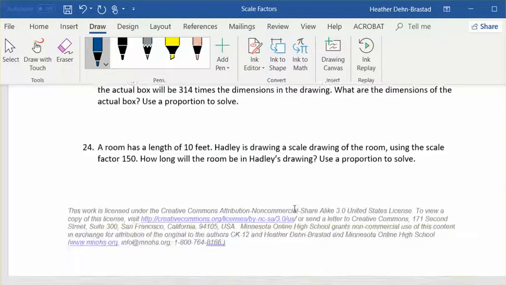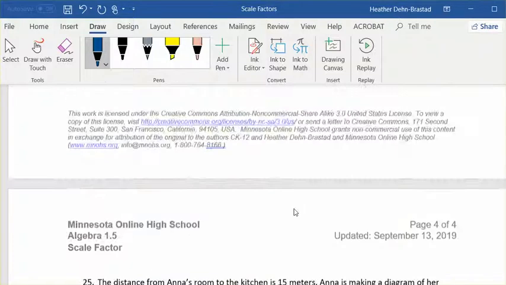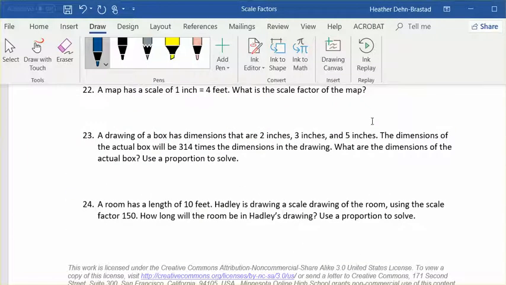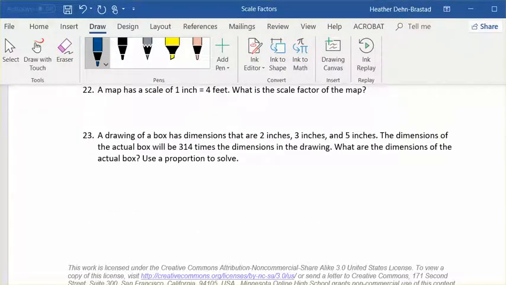On the last few problems, 23, 24, 25, and 26, you are given the scale factor, and then you are going to solve the problem using the scale factor. So you can set up a proportion to solve. So let's look at 23. It says the drawing of a box has dimensions that are 2 inches, 3 inches, and 5 inches. The dimensions of the actual box will be 3 1/4 times the dimensions in the drawing. So that's our scale factor, 1 over 3 1/4.